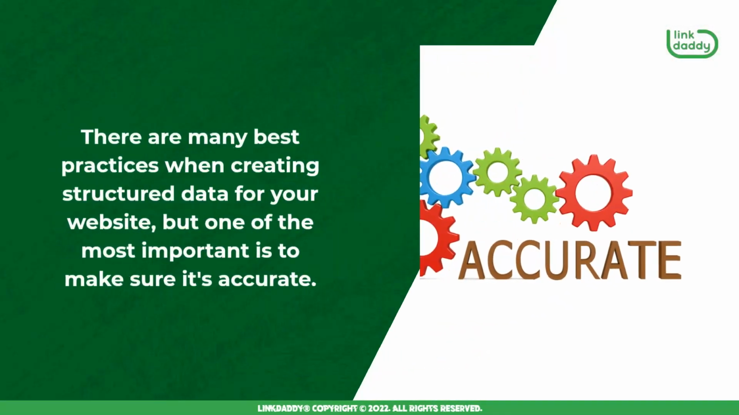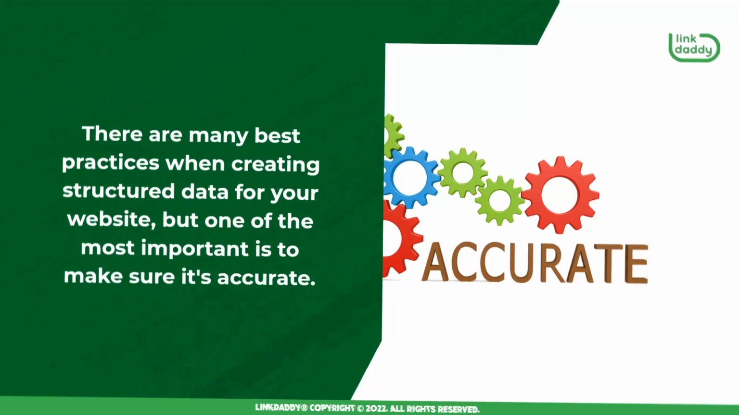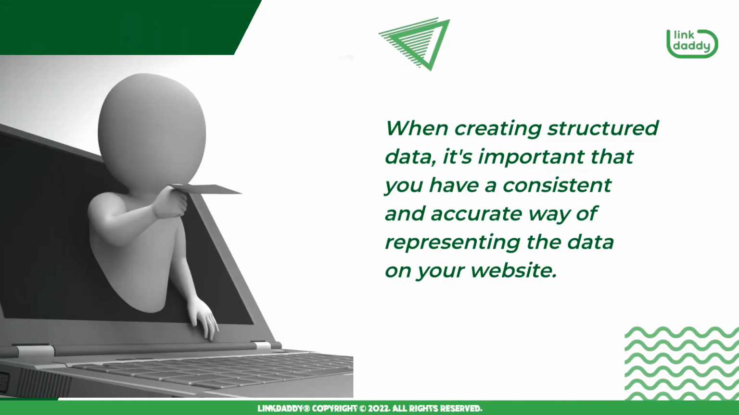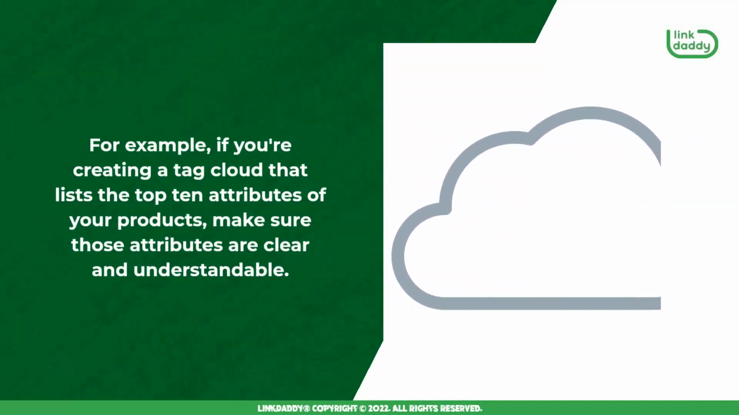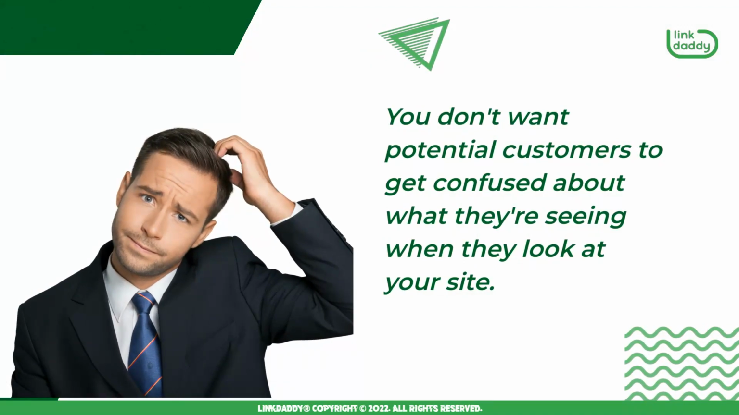There are many best practices when creating structured data for your website, but one of the most important is to make sure it's accurate. When creating structured data, it's important that you have a consistent and accurate way of representing the data on your website. For example, if you're creating a tag cloud that lists the top 10 attributes of your products, make sure those attributes are clear and understandable. You don't want potential customers to get confused about what they're seeing when they look at your site.